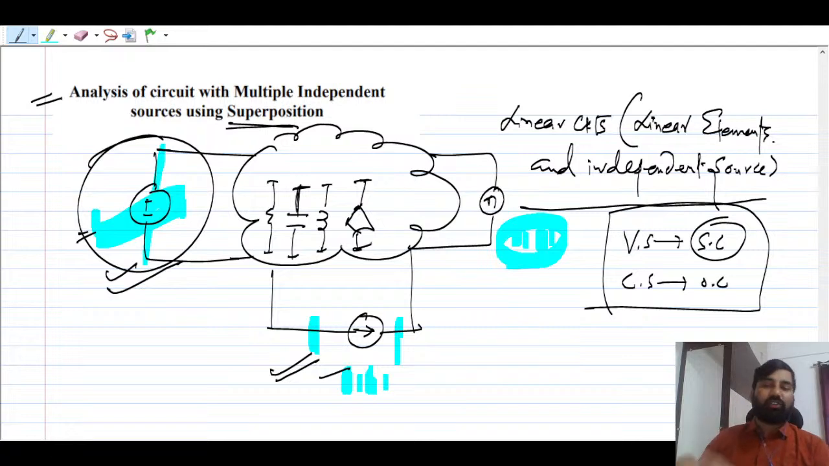And whatever responses you are adding, they should have the same units. ऐसा नहीं है कि मान लो you have found the current because of the current source and the voltage because of the voltage source. If you are finding the voltage across any resistance, find the voltage across that resistance because of the independent voltage source and because of the independent current source, and then add them.